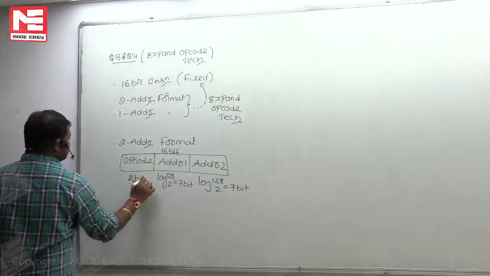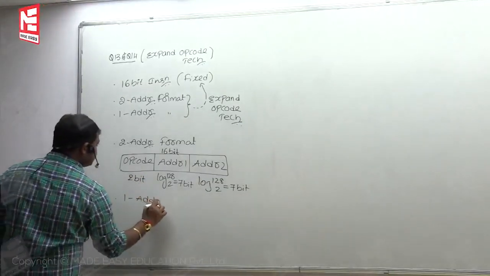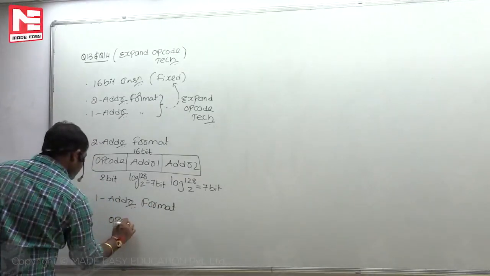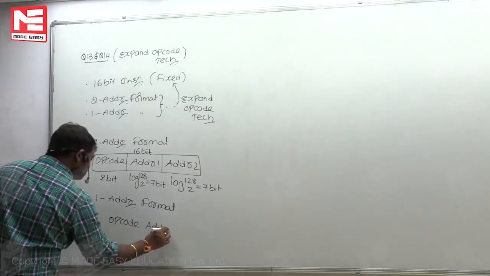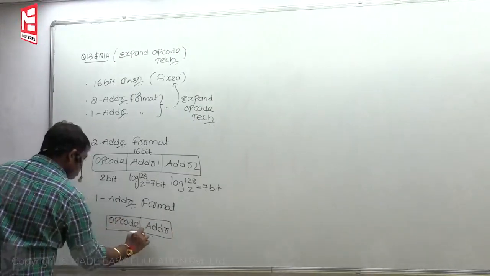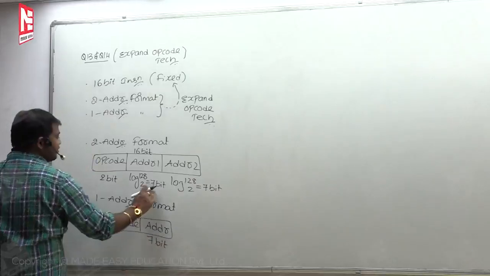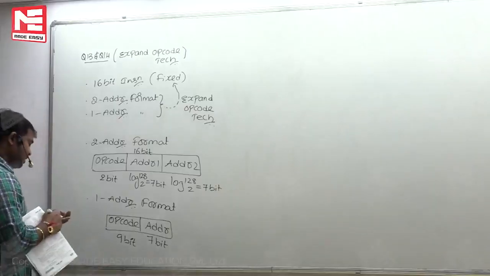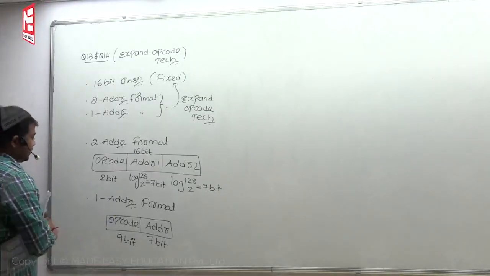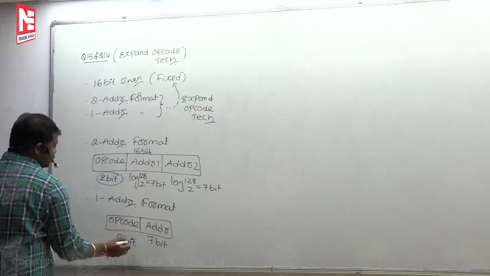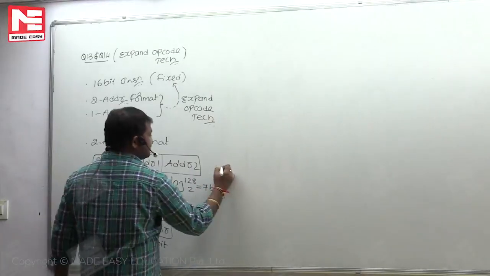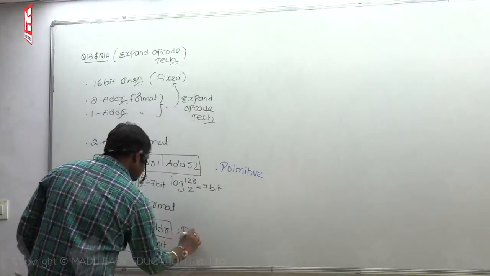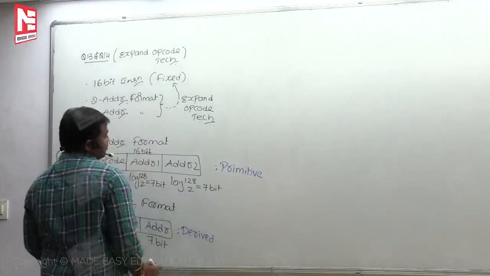2-bit opcode. Then the 1 address format: opcode and only 1 address. So a 7-bit address is required. Another 7-bit address we don't want, so merge it with the opcode. Then opcode length increases. That is the expanding opcode technique. Clear? So this is a 2-bit opcode. This is a 9-bit opcode. Therefore this is a primitive instruction, and this is a derived instruction. Got the points? Very good.